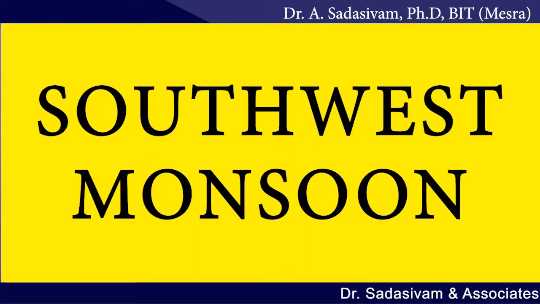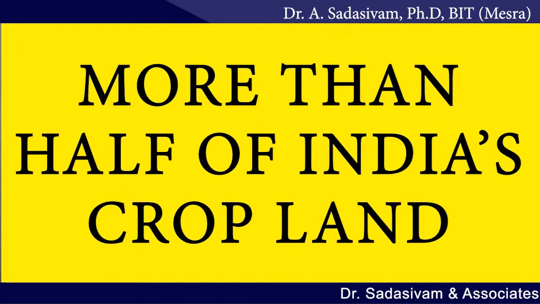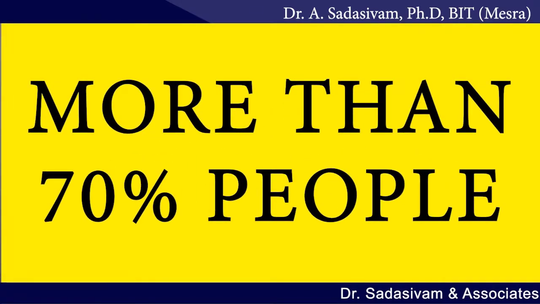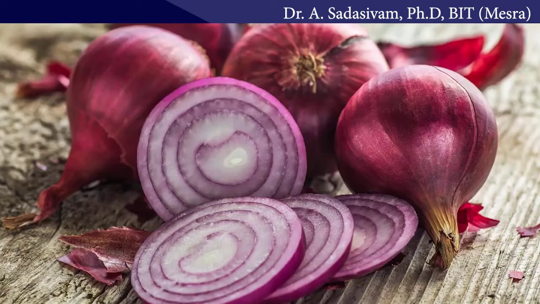So typically we were talking about the southwest monsoon because it irrigates more than half of India's cropland, and more than 70% people depend on agriculture, right? The quality of rain largely determines your agricultural production, because all said and done, this quantity of rain is a sine qua non, necessary condition for lower prices, especially your TOP. We have already talked about TOP. It is tomato, onion, potato.